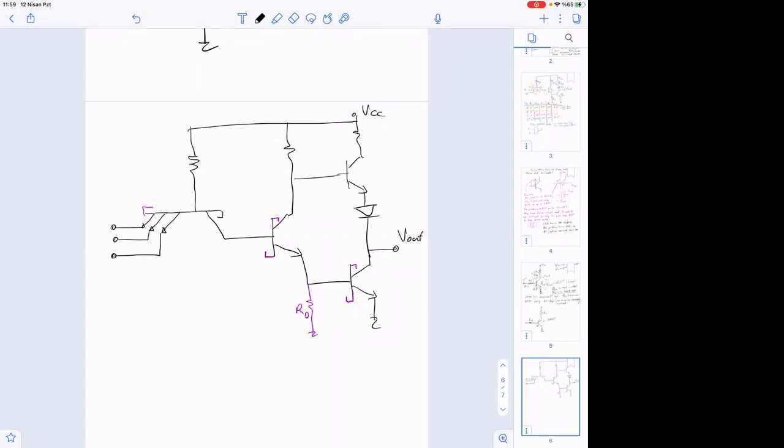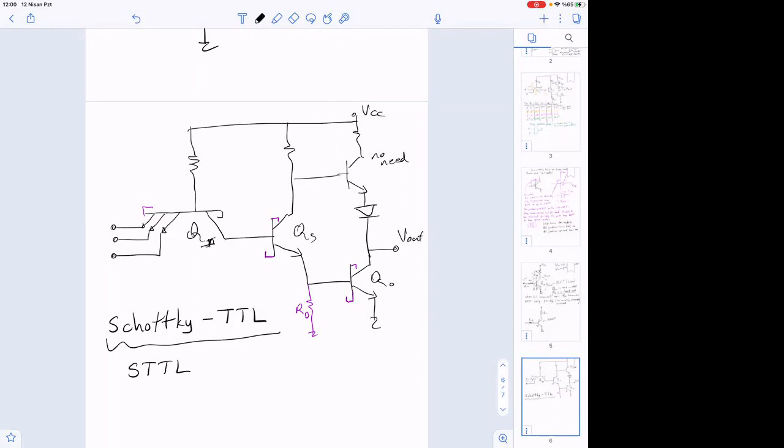But this one, no need, because it never goes to saturation, typically, so no need to put it that way. So this is called Schottky TTL, or STTL.